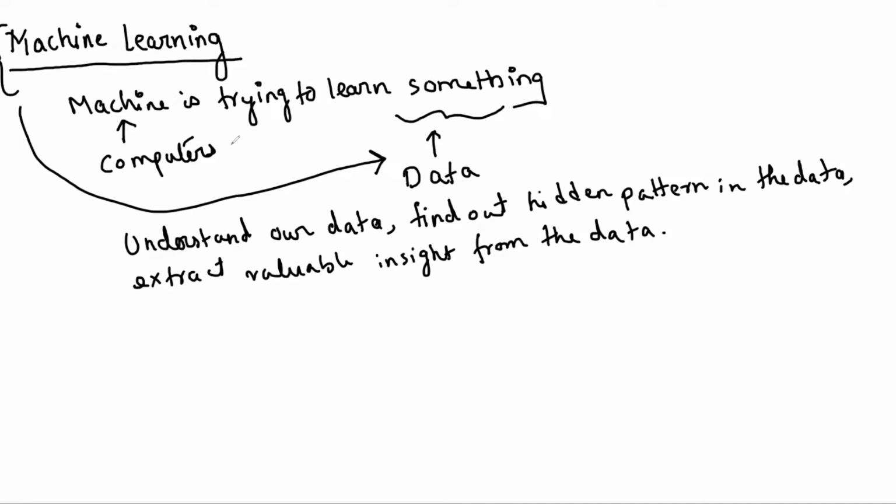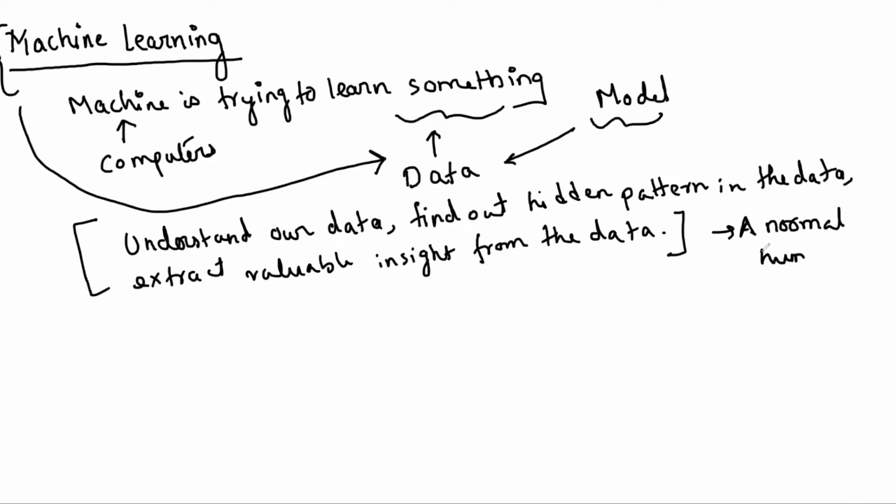So the whole job is to create a model. That particular model will be trained on this data. So what machine learning does, it understands our data, it tries to find out some pattern in the data, and then it also extracts some valuable insight from the data. Now, what we have written here, a normal human being also can do, right? So what is the difference in using machine learning then?